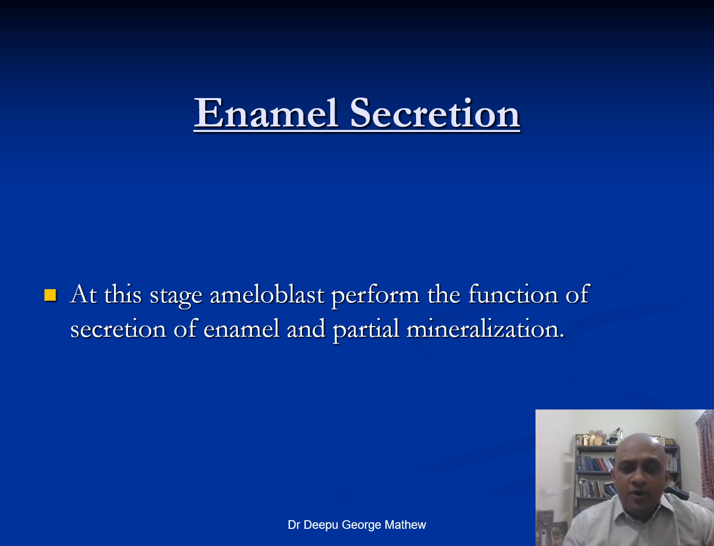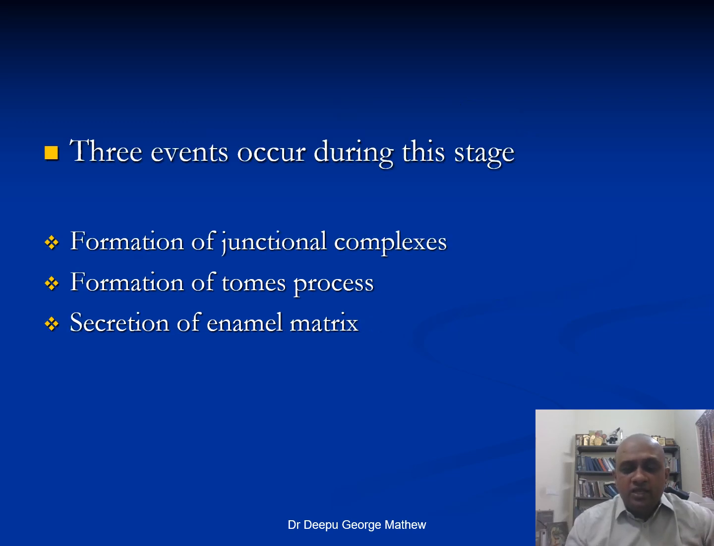So first let's talk about the enamel secretion. At this stage, the ameloblast performs the function of secretion of enamel and partial mineralization. There are three events that occur during this stage of enamel secretion. First is the formation of junction complexes, second is the formation of Tom's process, and third is the secretion of enamel matrix. So let's go into each of these in detail.